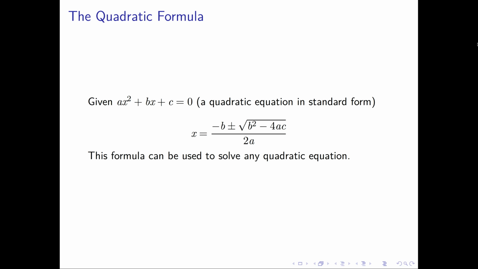Here's what the quadratic formula looks like. It applies to a quadratic equation in standard form, and given that equation in standard form, the value of x is the opposite of b plus or minus the square root of b squared minus 4ac, all over 2a.